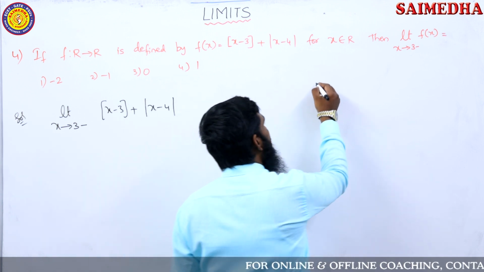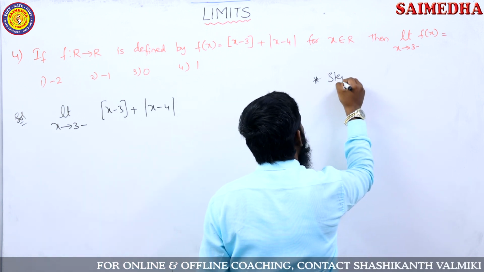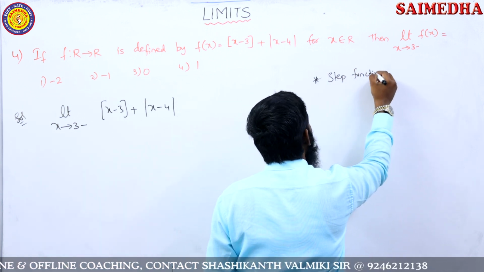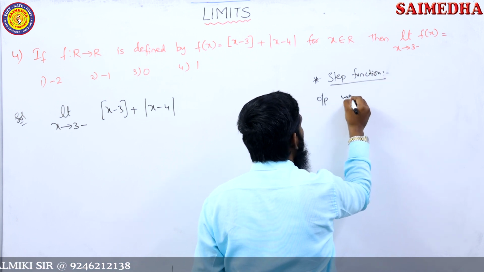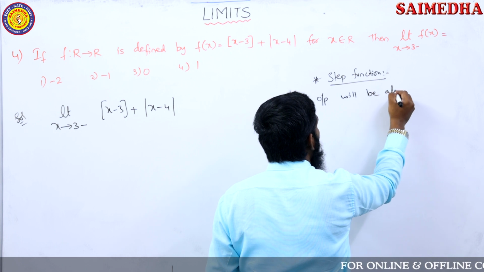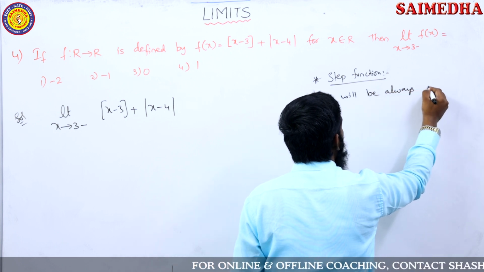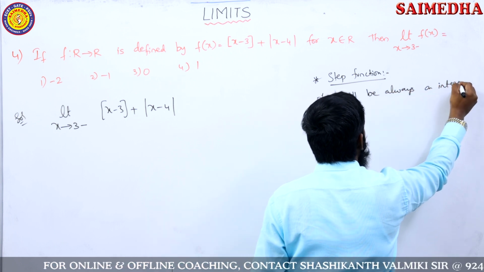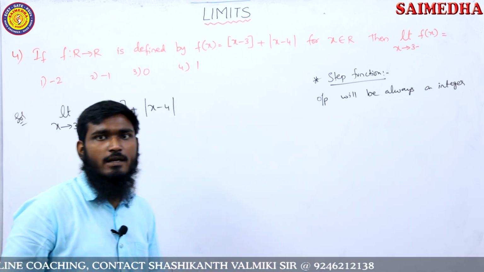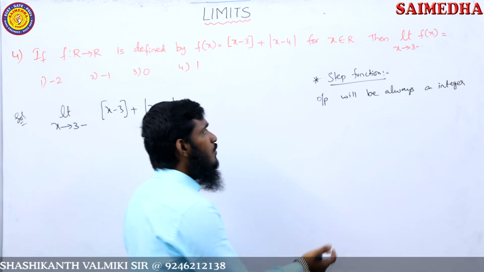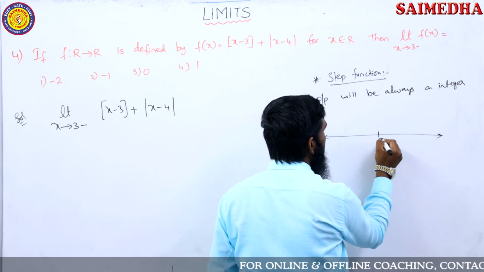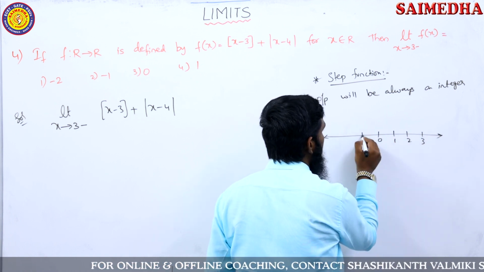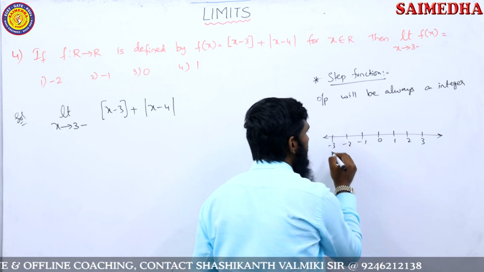Okay, so first we are discussing the step function. What is the output? The conclusion is that the output will always be an integer. Suppose we take a number line. This is 0, 1, 2, 3, and minus 1, minus 2, minus 3.